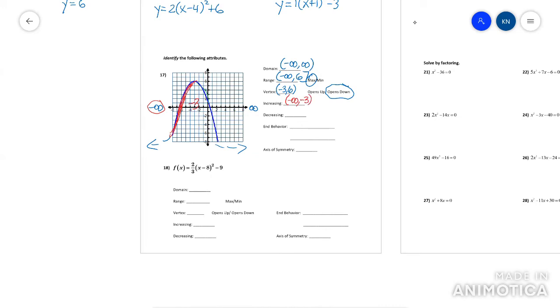Then I've got this green section of line right here. It is decreasing from an x value of negative 3 all the way to an x value of positive infinity.